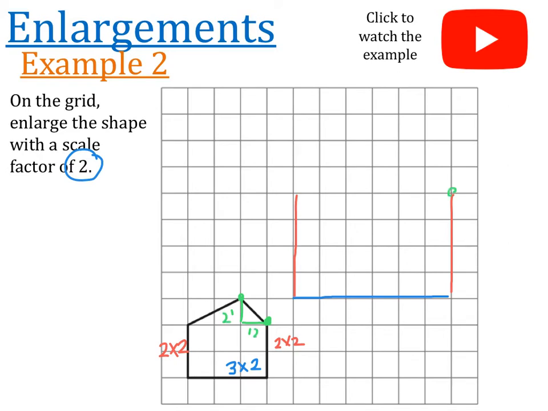So I'm going to start over here because that's where the green dot would start. I'm going to go across 2, 1, 2, and up 2, 1, 2. And that's going to be my new top of my actual shape. And then I can just draw the rest of it in there. Okay, I would say that this is definitely a more complicated version of enlargements. When you have the diagonal lines, it definitely makes it more difficult to count.